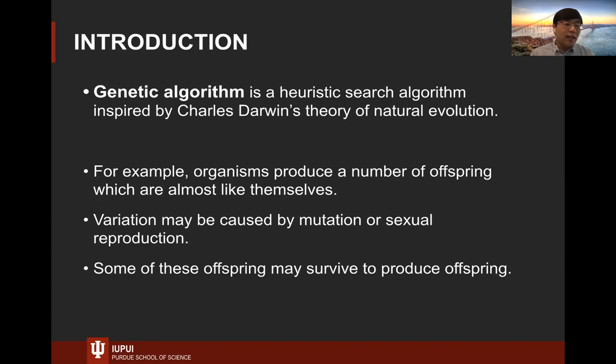So similarly, genetic algorithms imitate the process of natural evolution. For example, organisms such as animals produce a number of offspring which are almost like themselves. Variation may be caused by mutation or sexual reproduction. Some of these offspring may survive to produce offspring again. So next, we will discuss some concepts about this algorithm.